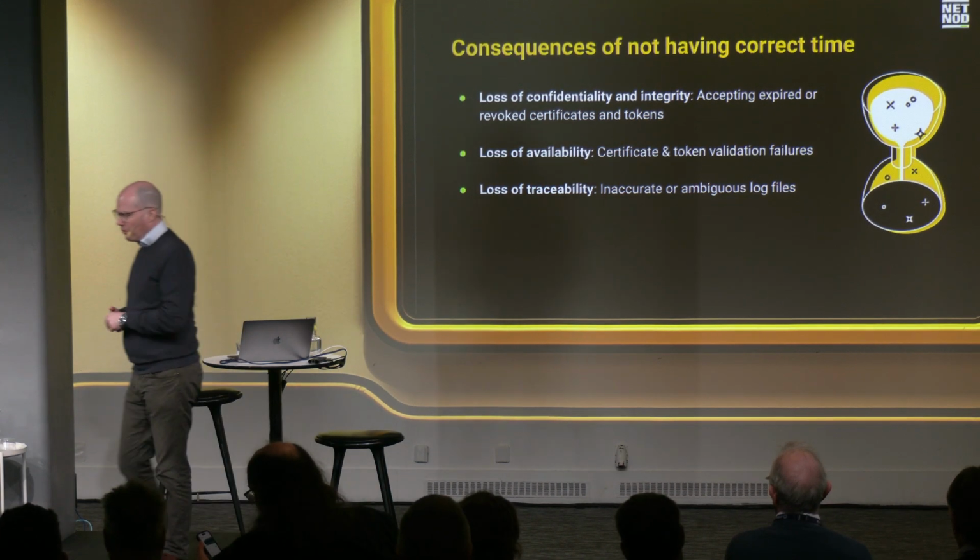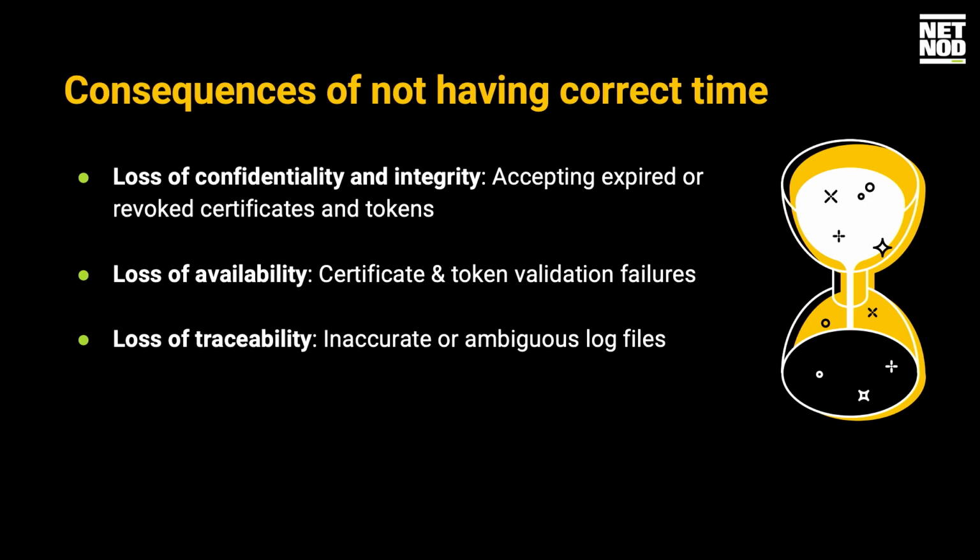And if we look at this from an information security, more theoretical standpoint, we can really lose all the key information security properties if we have bad time. If we have bad time and that leads to us accepting expired or revoked certificates or authentication tokens, that may lead to unauthorized people being able to log in, and we lose confidentiality and integrity, meaning someone can read information they're not allowed to, or someone can change information they're not allowed to.